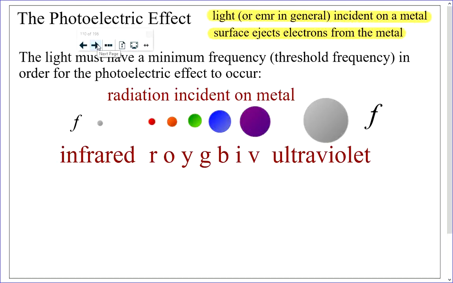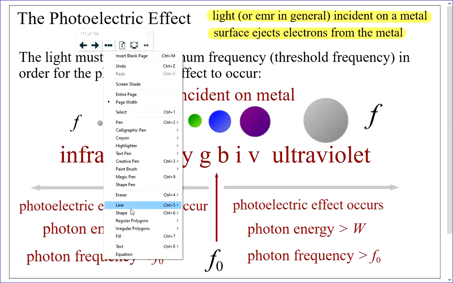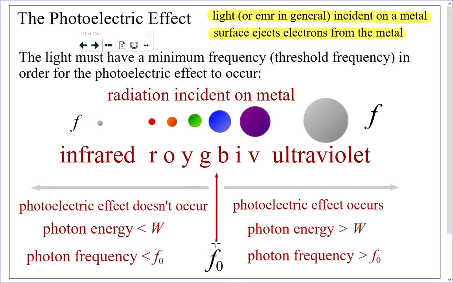When I say the light must have a minimum frequency, which is called the threshold frequency, and by the way, the threshold frequency is f0, what that means is, if the threshold frequency of a particular metal is here, in this location, and I'm going to add an arrow so you know what I'm referring to, then infrared photons and red photons and orange photons and green photons will not cause the photoelectric effect to occur, whereas violet photons and ultraviolet and X-ray photons will.